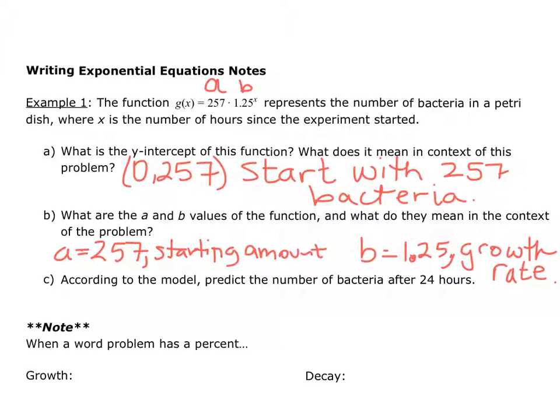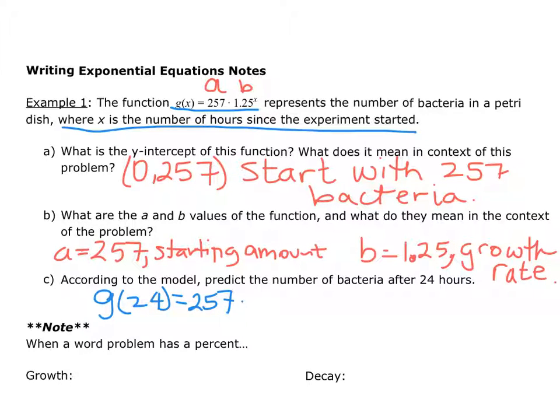So C says, according to this model, so our model is this equation right here, predict the number of bacteria after 24 hours. So what we're going to do is I'm going to replace the x because x is the number of hours since we started the experiment, right? So I'm going to replace that x with 24. So it's going to be 257 times 1.25. I'm going to replace x with 24.